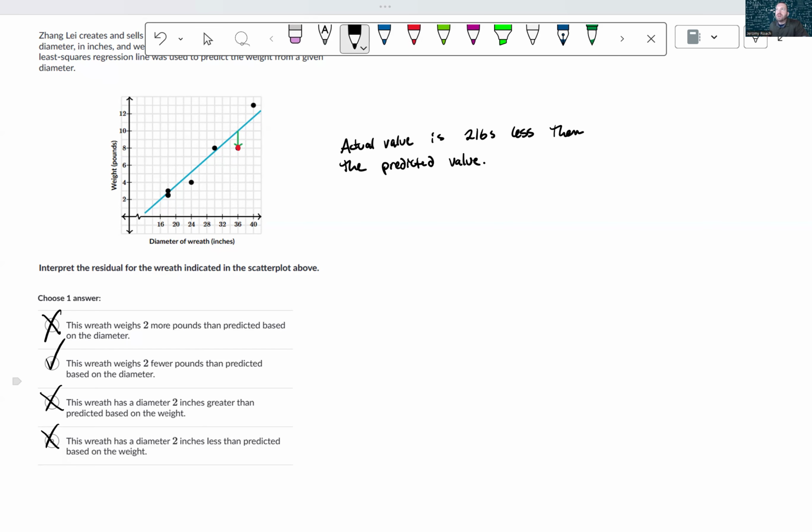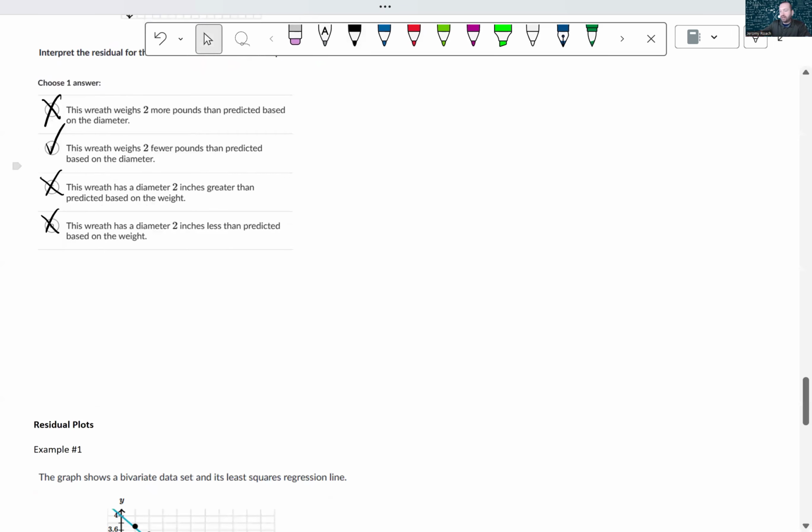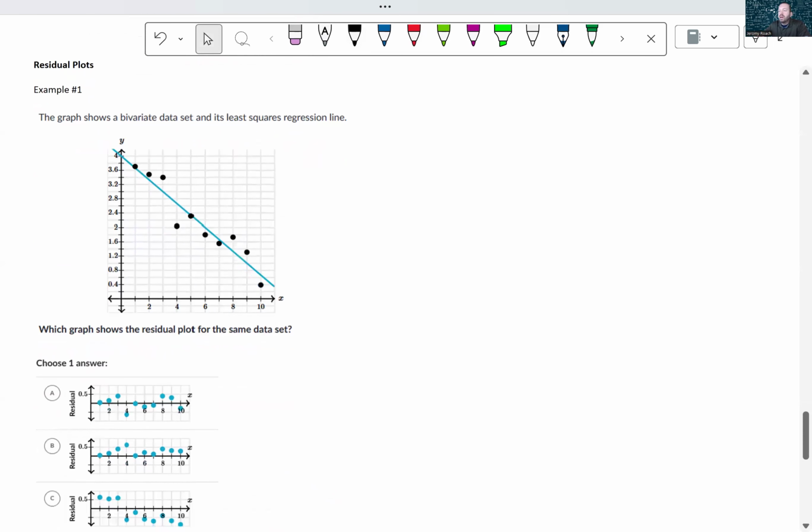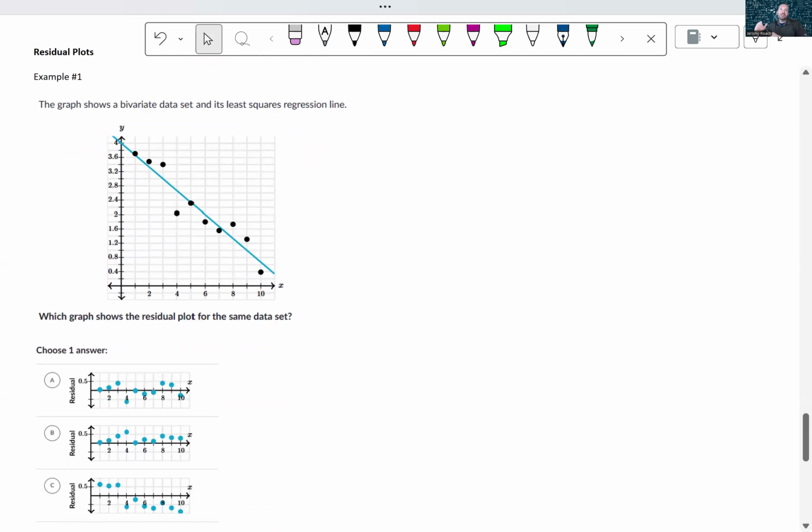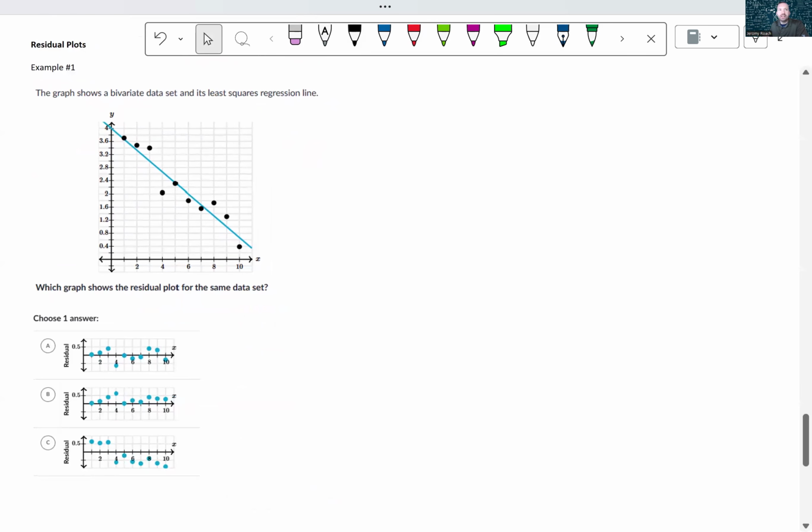Residual plots are next on our list here. Residual plots are just another way of displaying the same information from a scatter plot and its regression line. So instead of graphing the original y values, it graphs the residual for each data point. And this allows us to see which points were predicted well and which ones were predicted poorly. So let's take a look at these answer choices here.